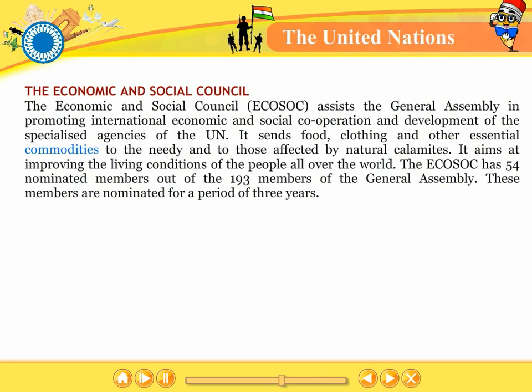The Economic and Social Council. The Economic and Social Council assists the General Assembly in promoting international economic and social cooperation and development of the specialized agencies of the UN. It sends food, clothing, and other essential commodities to the needy and to those affected by natural calamities. It aims at improving the living conditions of the people all over the world. The ECOSOC has 54 nominated members out of the 193 members of the General Assembly. These members are nominated for a period of 3 years.